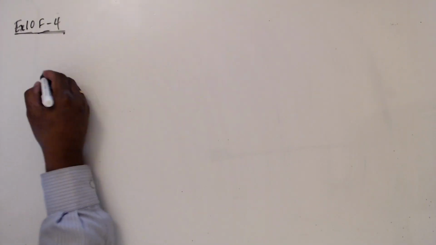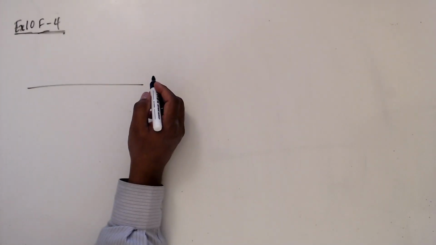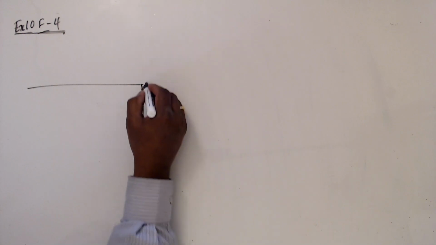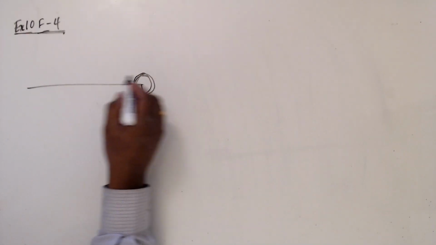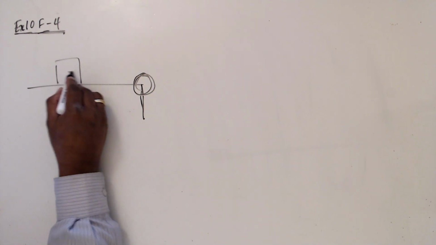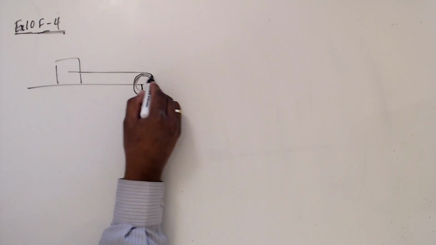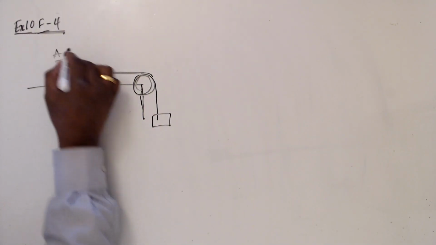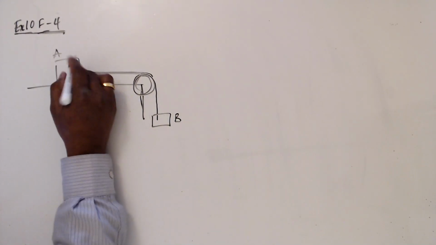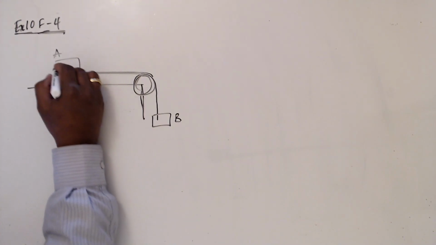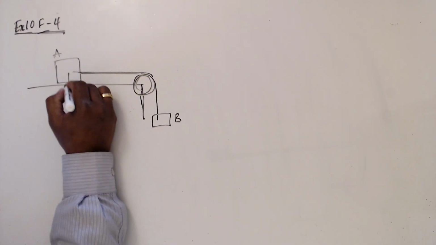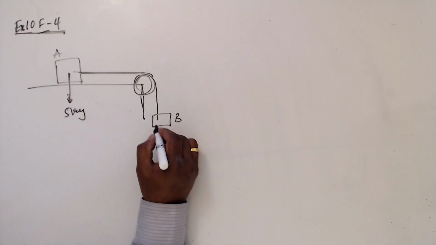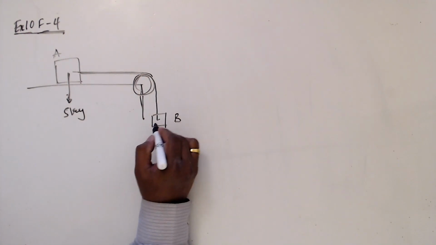Question number 4: there is a table, and on this table a pulley is fixed and two masses. One mass is on the table, another one is hanging like this. So this is A and this is B, and this weight is given as 5. So the mass is going to be 5 kg. This mass is given as 3.